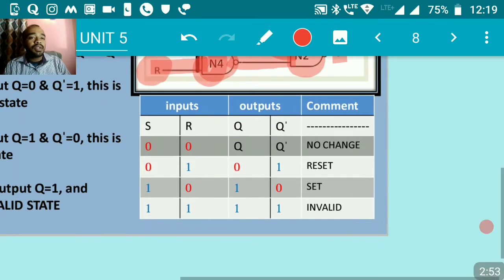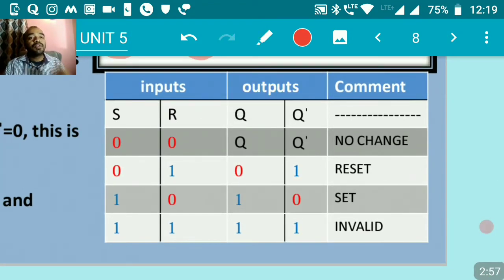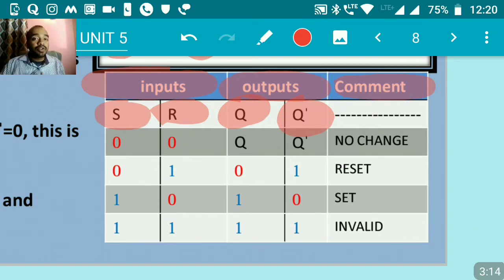So let us go to the truth table. What happens in the truth table? We have inputs, we have outputs, and we have comments. In the inputs we have S and R, these two are the inputs. Q and Q bar are the outputs. Without wasting much time, let us try to understand the truth table of the given SR flip-flop.